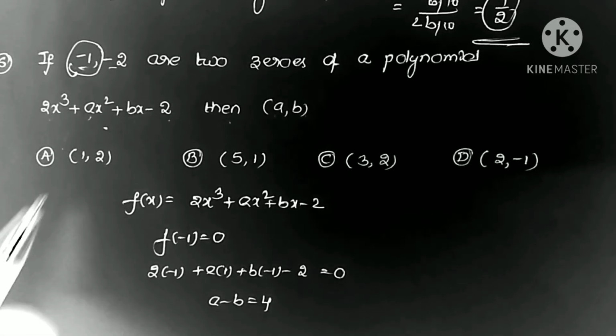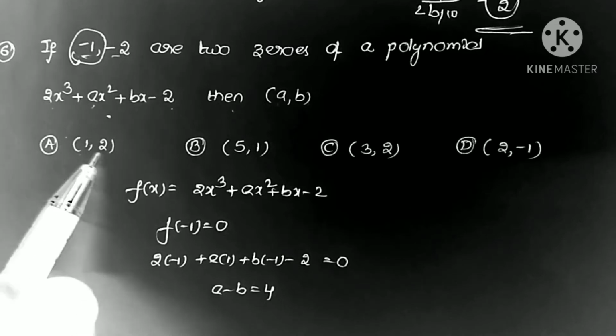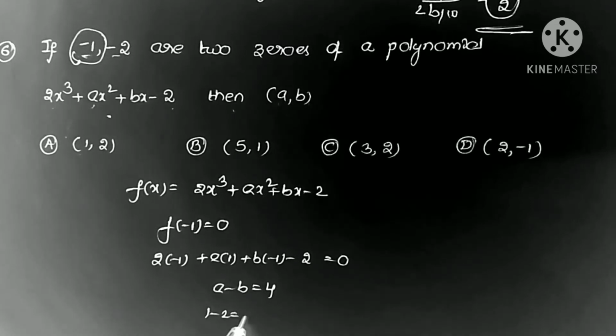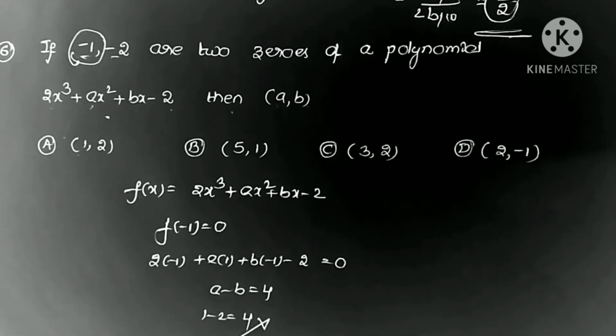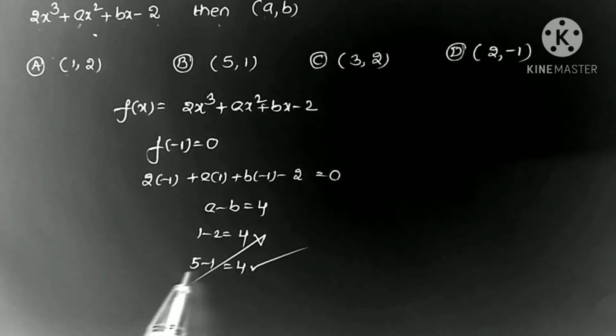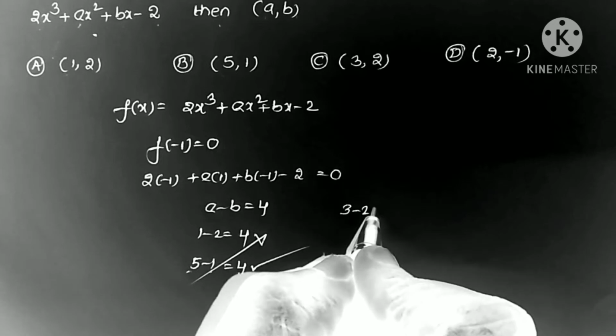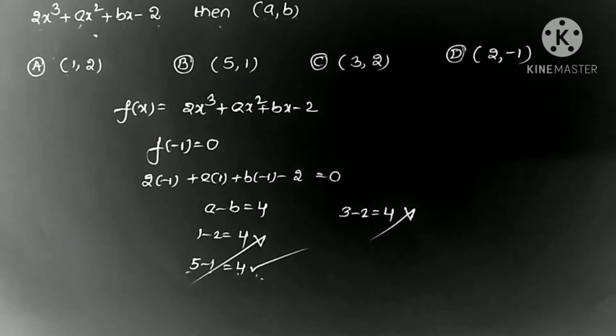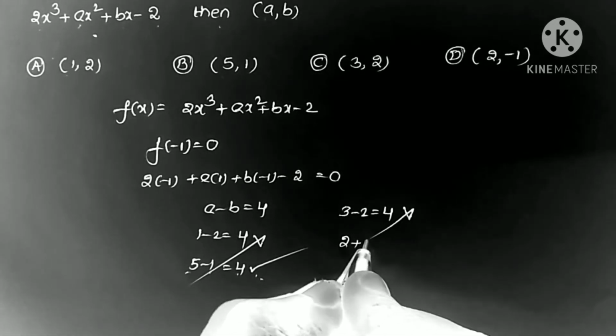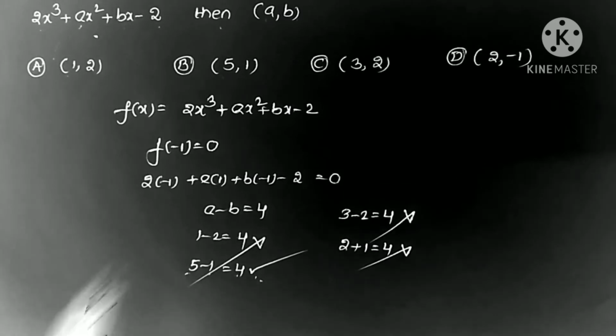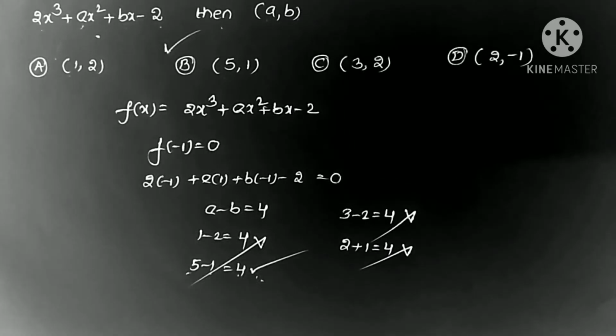Now we take the verification. If a, b is equal to 1, 2, then 1 minus 2 equals 4, which is wrong. Next we take the second option, 5 minus 1 equals 4. Yes, this is the right answer. Third option, 3 minus 2 equals 4, this is wrong. The last option, 2 minus minus 1, 2 plus 1 is not 4. So only the second option is the correct answer.